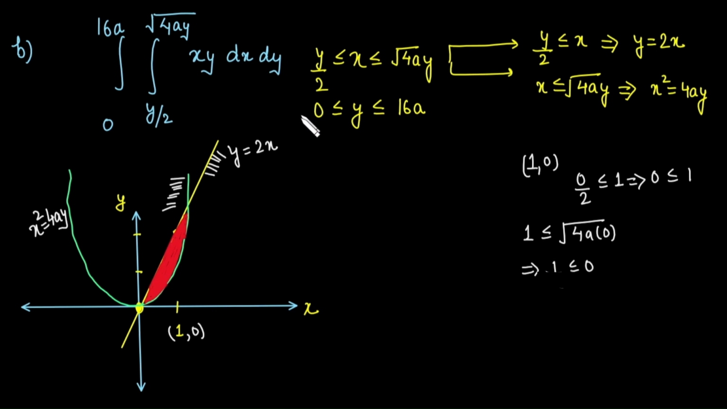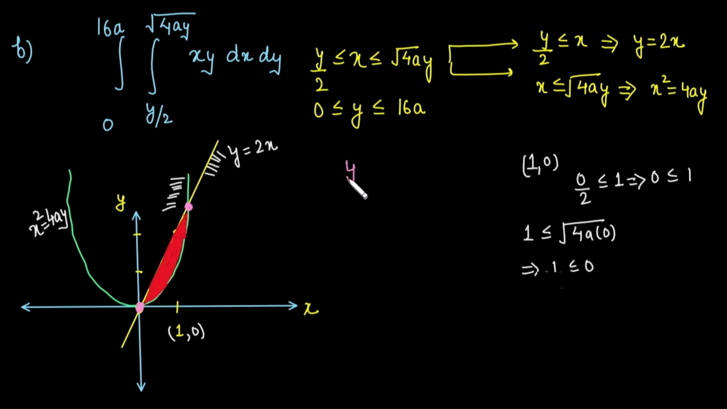Now what is the role of this inequality in this case? It says that y lies between 0 to 16a. In this case we don't know where 16a lies. For that, first find the intersecting points. You will get the answer for 16a. Now, what is the intersecting point of these two curves?